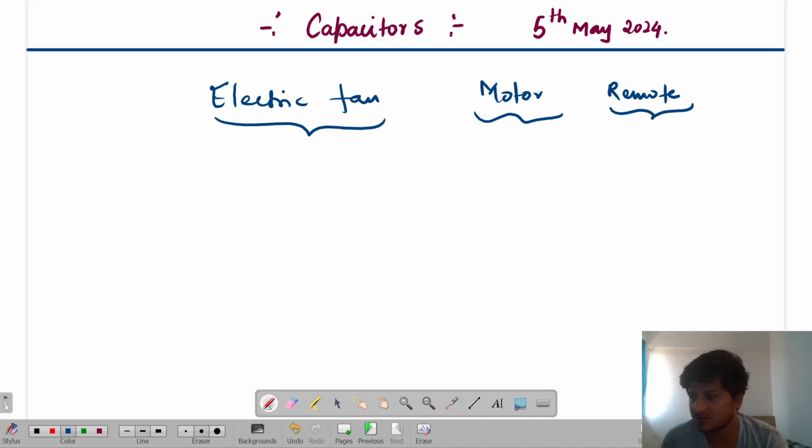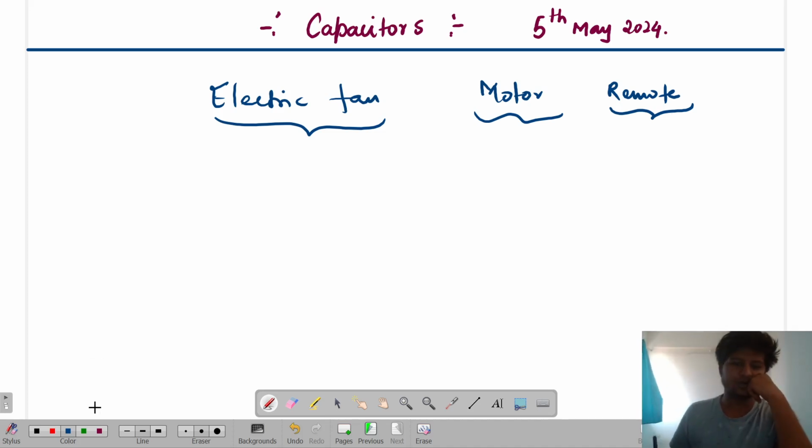Same for the motor and in the remote also. Whenever you press a switch, at the same time the TV responds to it or not. So these three have one common phenomenon: to start instantly they require enough energy, isn't it? To respond instantaneously.